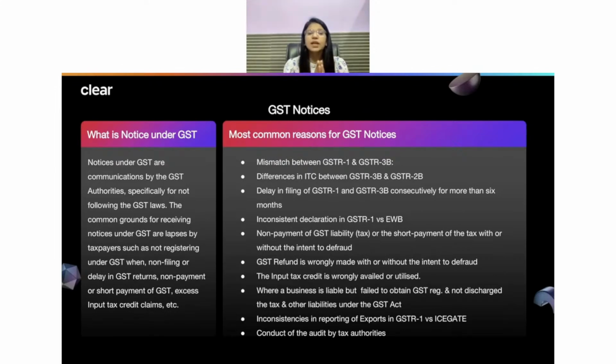There can be cases where I failed to even obtain a registration. I had to take the registration, I have not taken the registration. In that particular case, they can raise the notice. Or maybe there is an inconsistency, and this is another very genuine case.